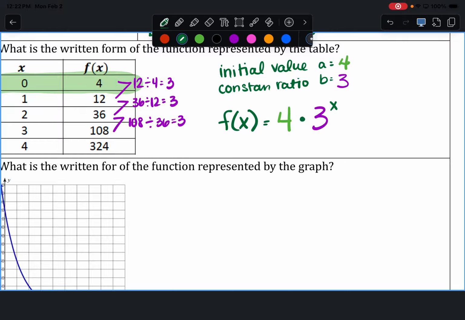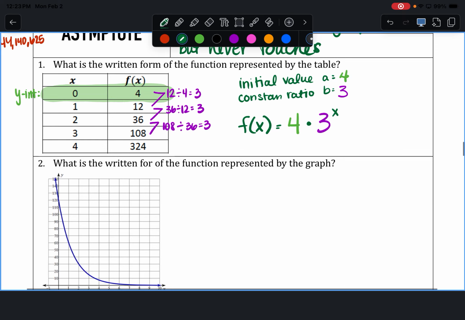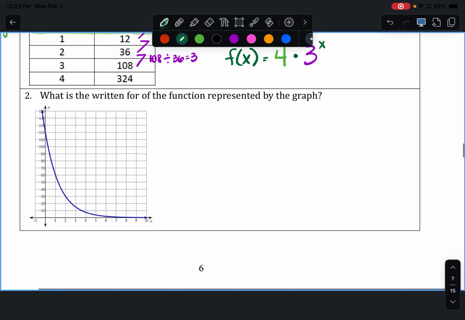Now, we're also going to look at what happens when we're given a graph. Can we write the equation from it? And we can. We pretty much do the exact same thing. So we're still looking for the same things. We're still finding our initial value. If I look at this graph, where is our y-intercept on this graph? 120. That right there is our a. That is our starting value.